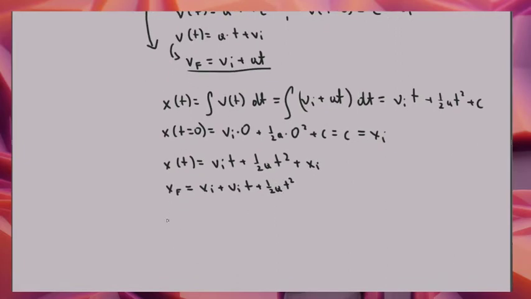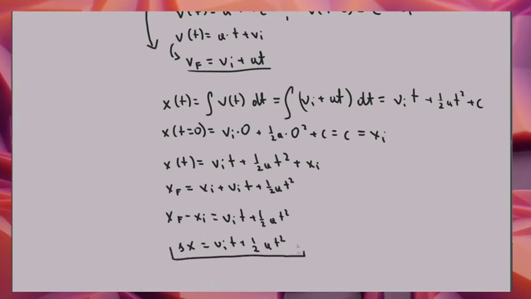And I think you see where I'm going with this. This is simply xf minus xi equals vi t plus half a t squared, and this just becomes delta x equals vi t plus half a t squared. And this is the same equation as what we have gotten before, but using just algebra. So you can go from the velocity to the position using calculus, right?